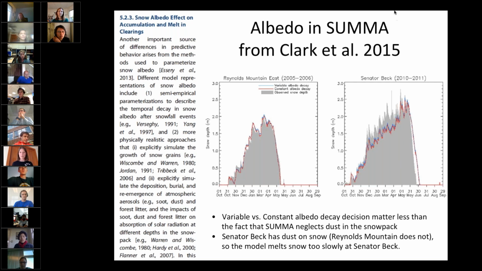So, if you want a research project to do, if you're trying to model snow in Senator Beck, you probably need to add dust. If you're trying to model snow in Reynolds Mountain East, which doesn't get crazy dust events, you're probably fine with the existing model. So that's the one on the left. And you can see that both of them did fine. So again, a lot of it is thinking about what are the processes that matter where you are and which model actually has the most important processes for you. So having a variable versus a constant albedo decay mattered much less than the fact that just having dust on the snow.